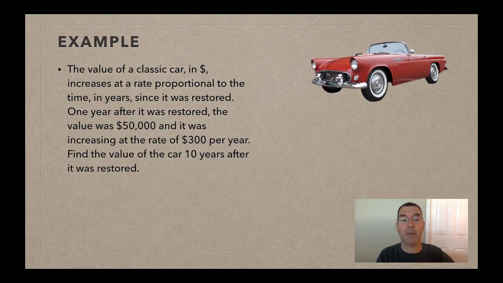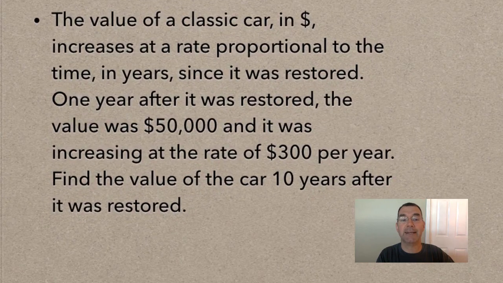So here's an example. We have a classic car. The value of it in dollars increases at a rate that's proportional to the time in years since it was restored. 1 year after it was restored, the value of the car was $50,000, and at that point it was increasing at the rate of $300 per year. So we need to find the value of the car 10 years after it was restored.